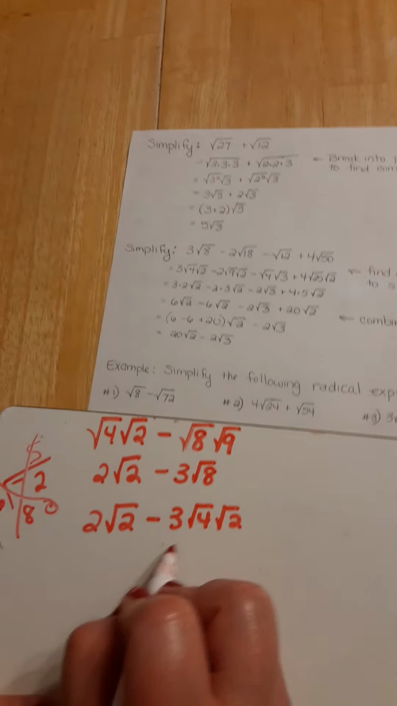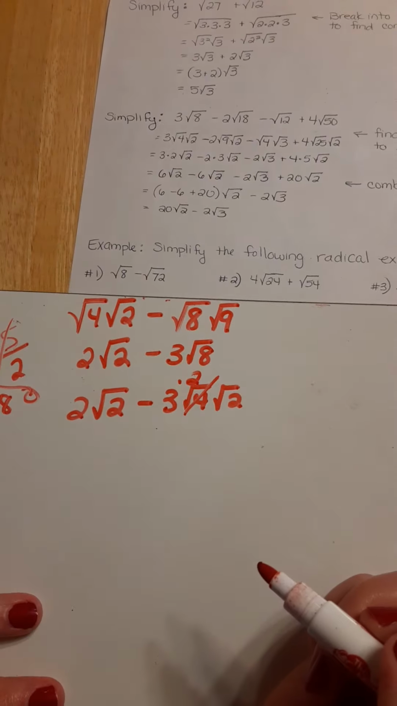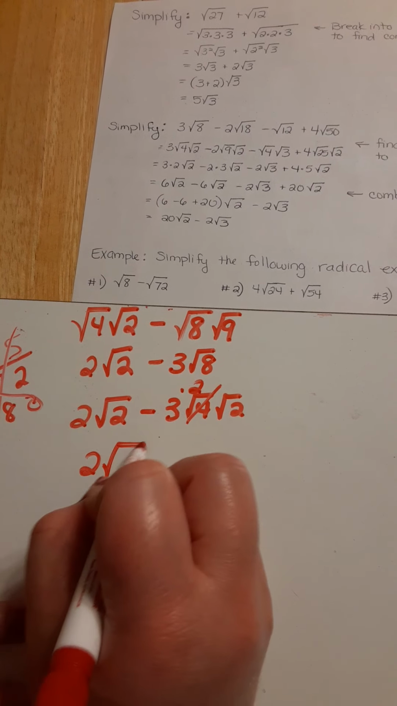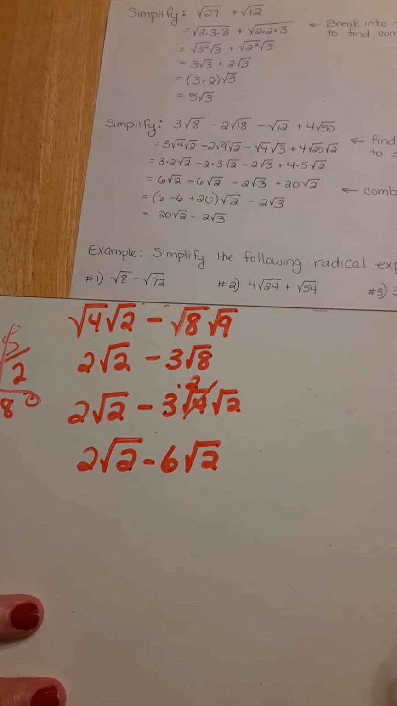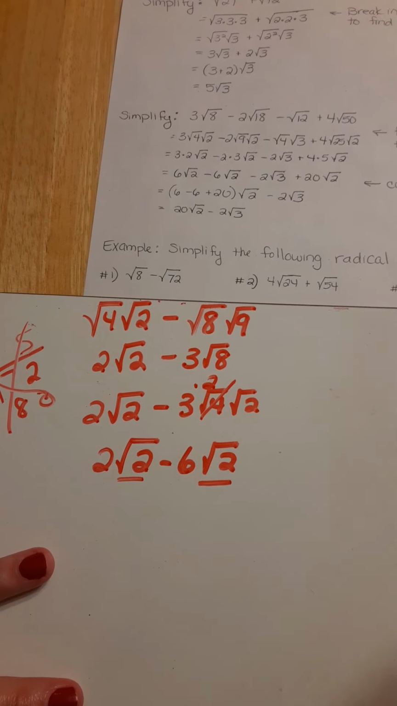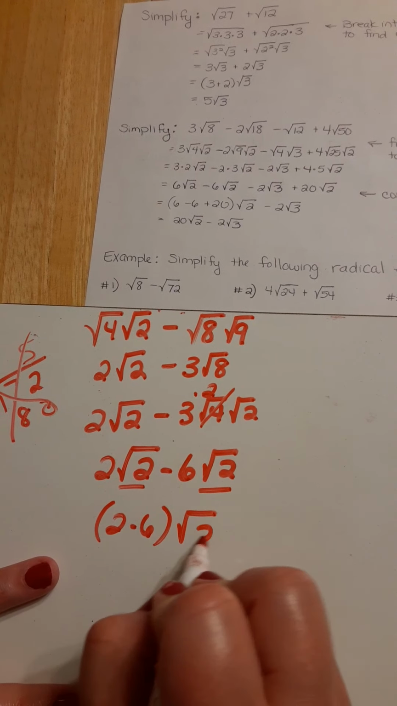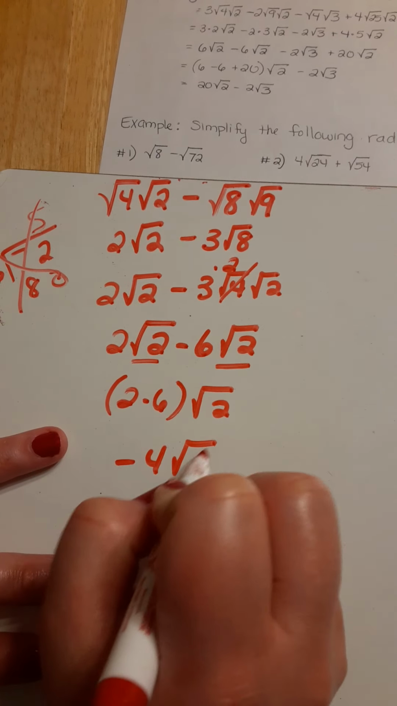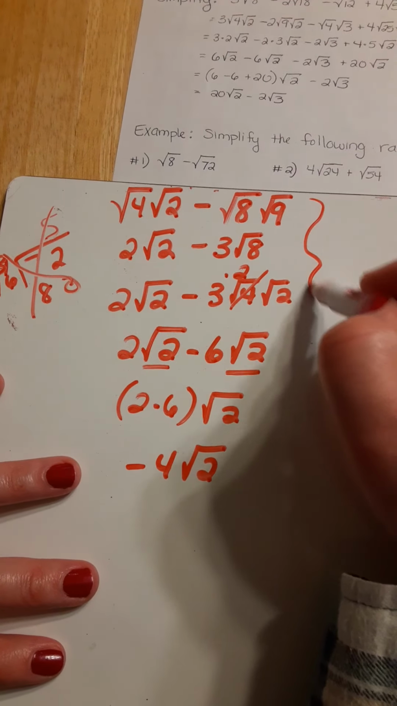And I end up with, remember this turns into 2. They're side by side. So I end up with 2 times the square root of 2 minus 6 times the square root of 2. Okay, now I have the same numbers. So now I can do the math here. 2 minus 6 times the square root of 2 leaves me with negative 4 times the square root of 2. Okay, so it took a little bit of work.